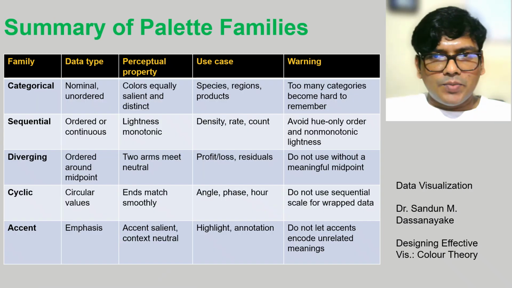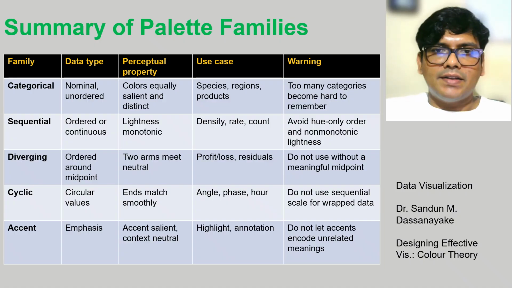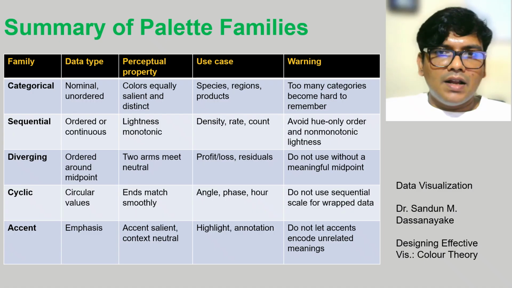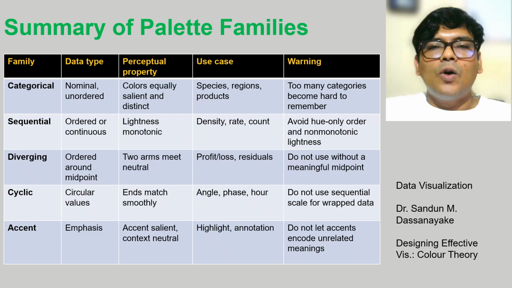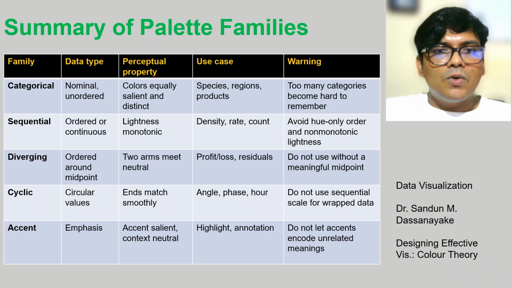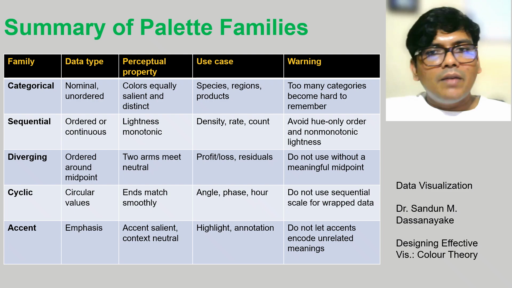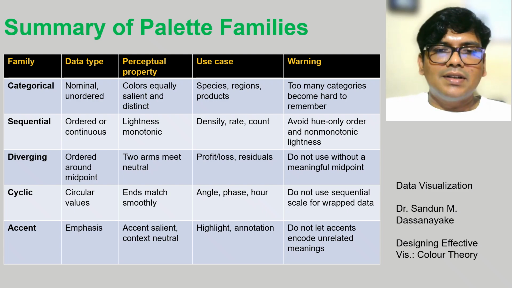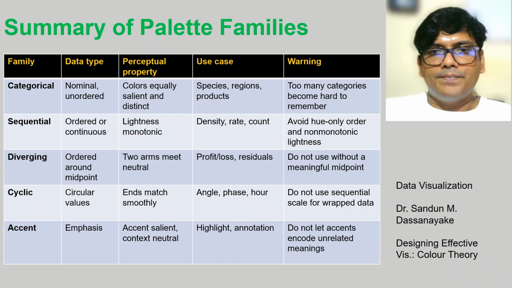Think of this table as your go-to cheat sheet every time you pick colors for a chart. Each row covers one color family, what kind of data it works best with, when to use it, and one key mistake to watch out for. That last column is worth a close look.